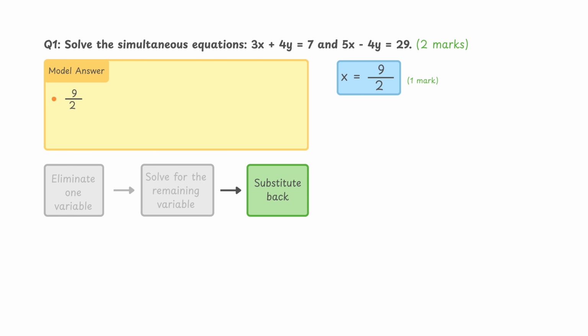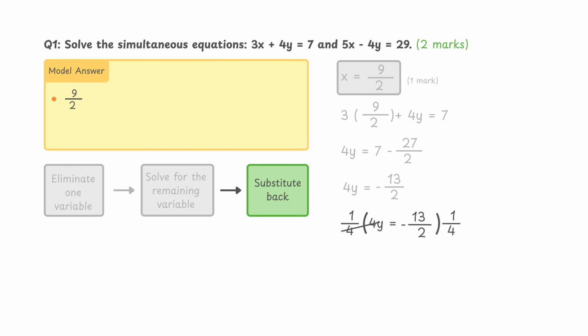Now that we have x equals 9 over 2, we move to the next step, which is substitute back. Substitute the value of x into the equation 3x plus 4y equals 7. So we write 3 times 9 over 2 plus 4y equals 7. Next, move 27 over 2 to the other side. 4y equals 7 minus 27 over 2. Convert 7 into halves. So we get 4y equals negative 13 over 2. Now divide both sides by 4. y equals negative 13 over 8. This earns 1 mark.